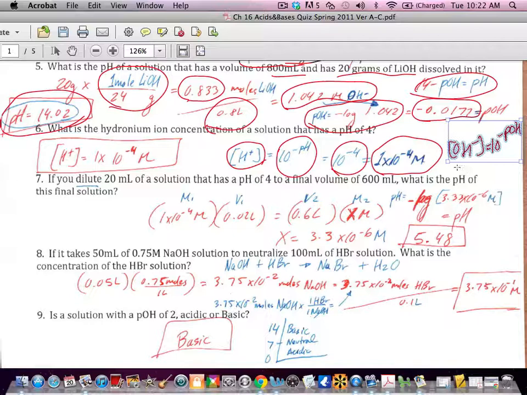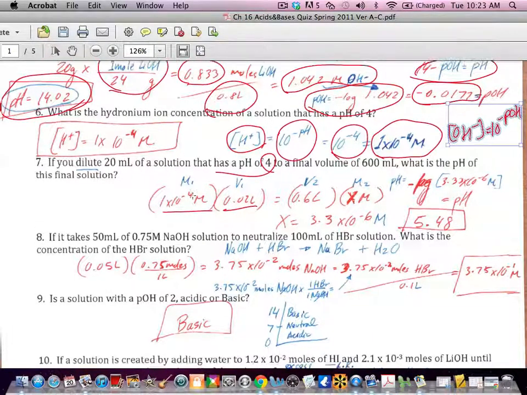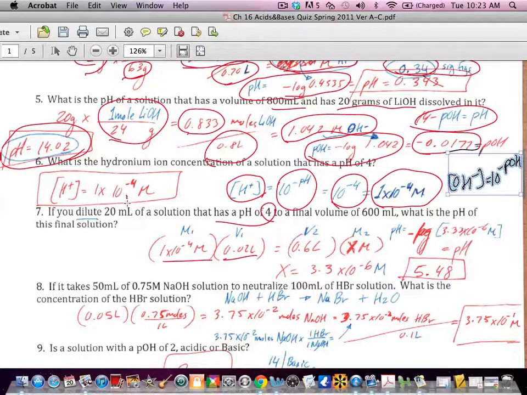Number 7, if you dilute 20 milliliters, so M1V1 equals M2V2, of 1 times 10 to the negative 4 molar solution, what is the pH? How did I get 1 times 10 to the negative 4 molar? I got it from my previous answer, because the pH was 4 in the previous question, right? And then the concentration of the hydrogen ions was 1 times 10 to the negative 4.